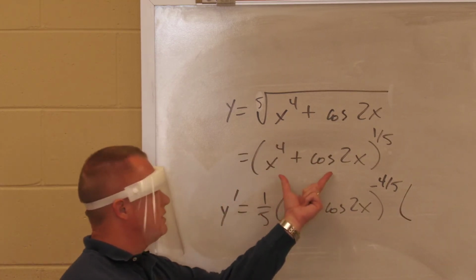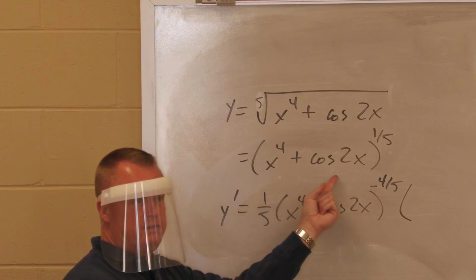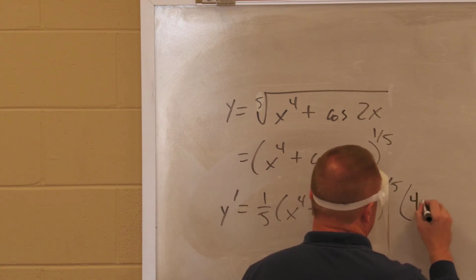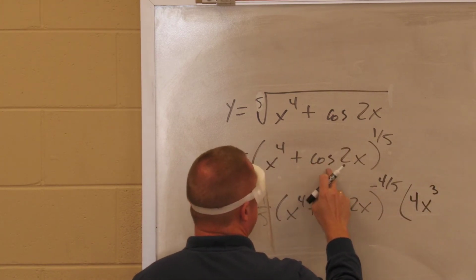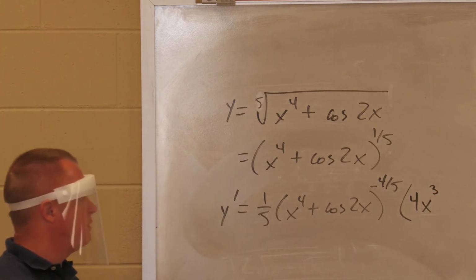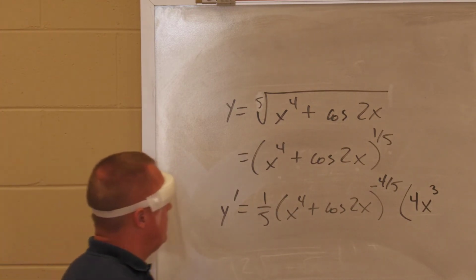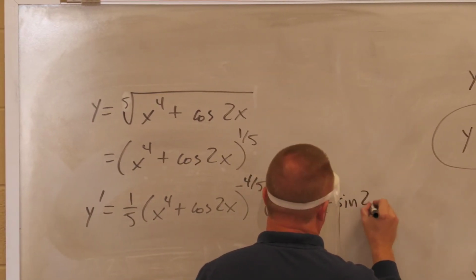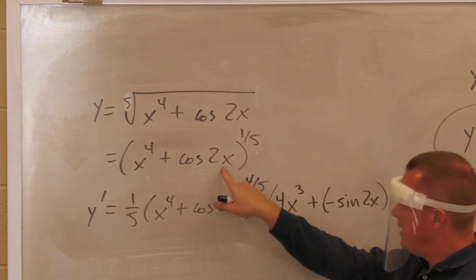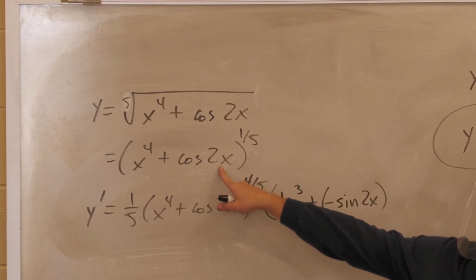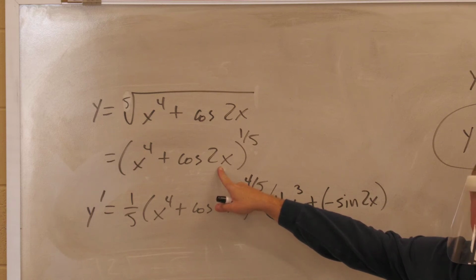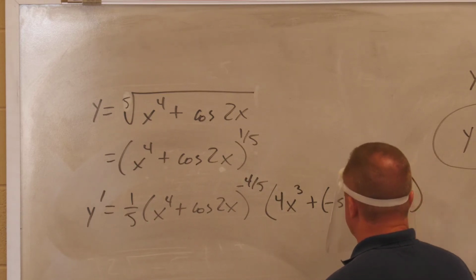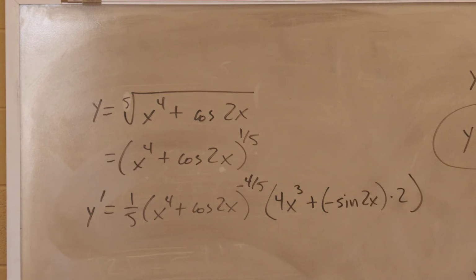Well, on the inside, you've got a sum, so I just take the derivative of the first plus the derivative of the second. Derivative of x to the fourth would be 4x cubed. And then plus the derivative of cosine 2x. All right, what's the derivative of cosine? Negative sine. So I'm going to write plus and then put parentheses. Negative sine 2x, all right, but then I've also got a 2x inside of that one. So now what is the derivative of 2x? 2, right? So multiply by 2. Okay, so that would be that thing written out there.